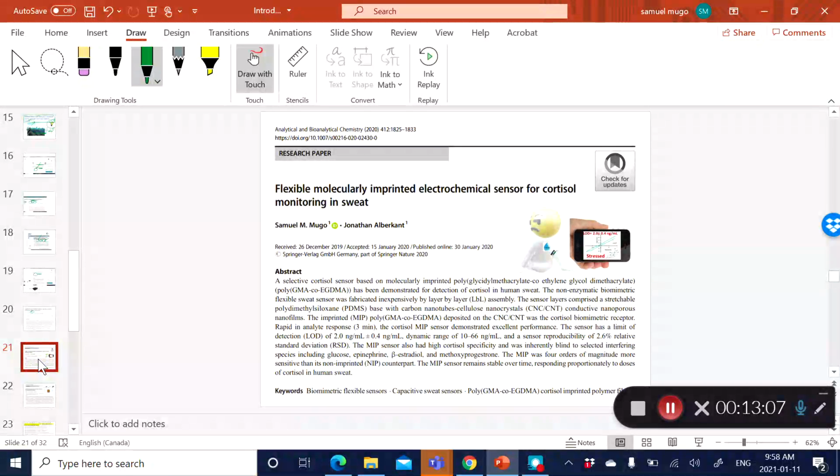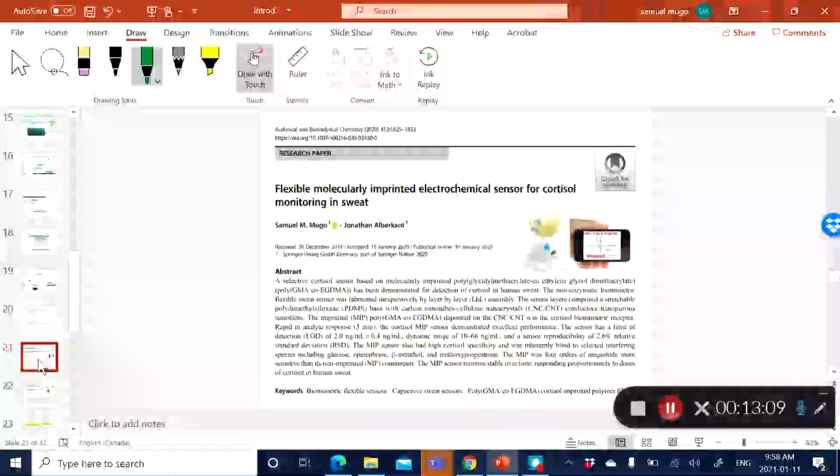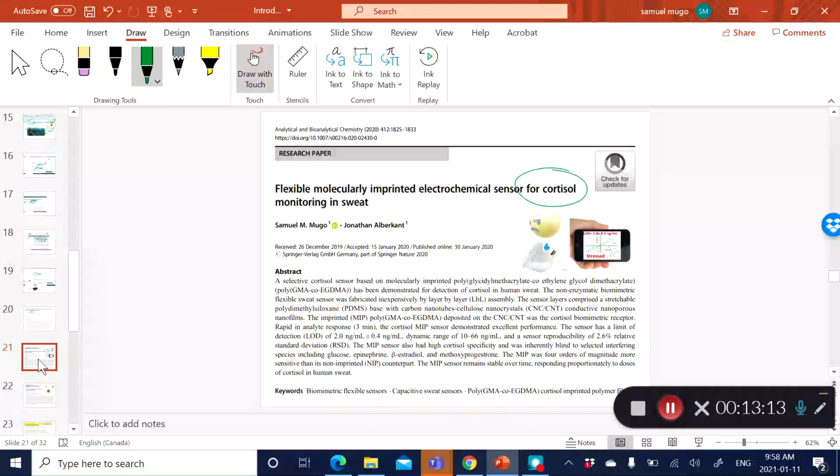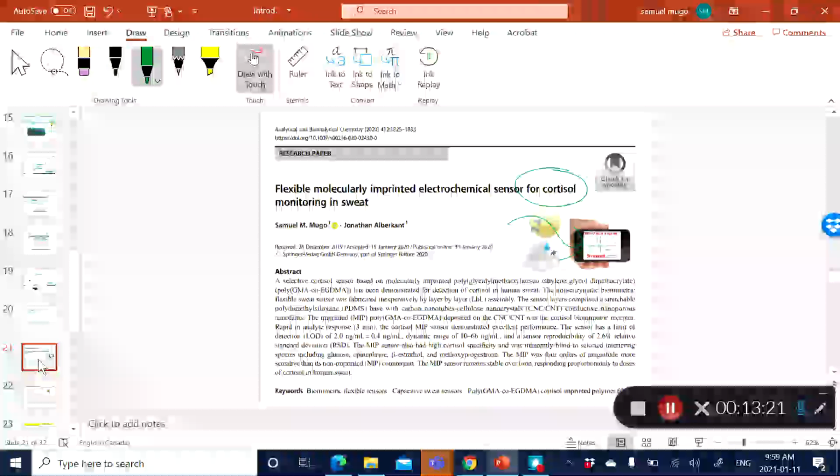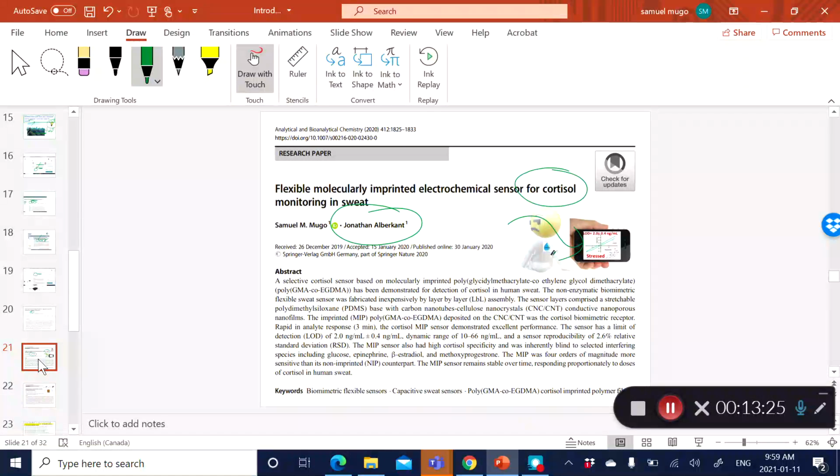Maybe another example recently published is a flexible sensor for detection of cortisol in sweat. This is a wearable device, and we could use a smartphone to monitor the amount of stress hormone, cortisol, in sweat. And that was published by these gentlemen who took Chem 311 possibly 2 years ago, and then took a Chem 498 a year after to continue on his project, and it was recently published.